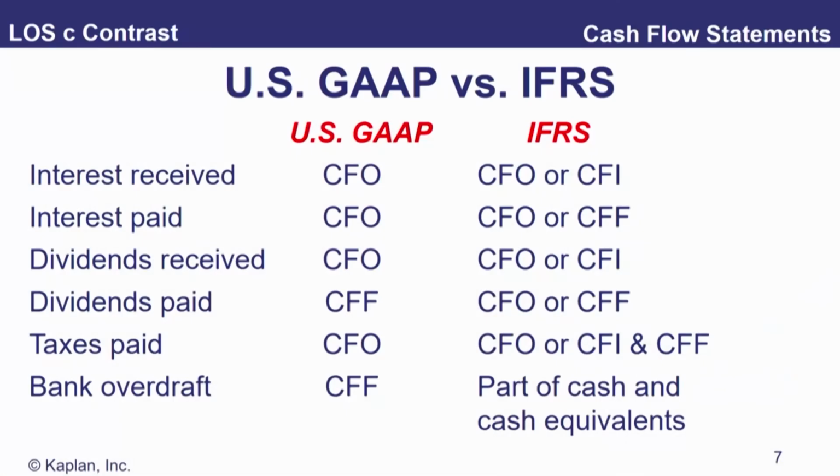Another difference is bank overdrafts. Now, bank overdrafts under US GAAP, we treat the bank overdraft as if it was a debt instrument, so it passes through CFF. Under IFRS, the bank overdraft is not treated as a debt instrument at all. Instead, it's included as part of the cash. So it's in the balance sheet cash figure that we're reconciling between under IFRS.